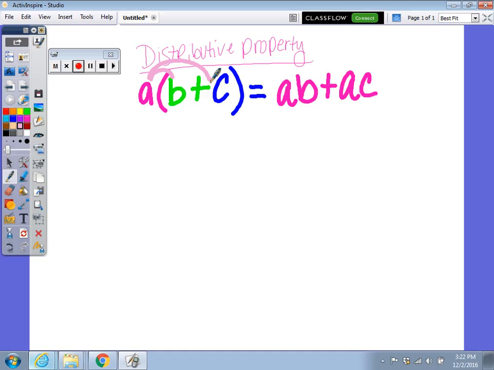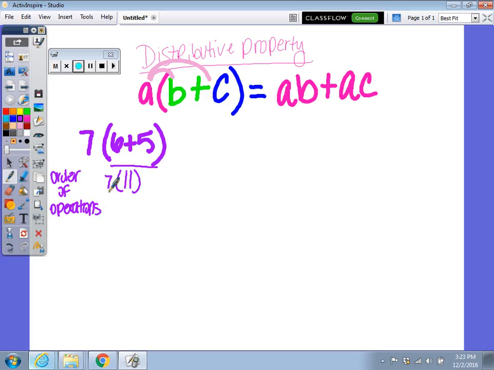Okay, so let's put this to work. If I give you 7 times the sum of 6 and 5, well, there's two ways you can solve this problem. The first one is that you can use order of operations, which is PEMDAS. PEMDAS says that we're going to do whatever's in parentheses first. So 6 plus 5 is 11. Bring down the 7. 7 times 11 is 77.